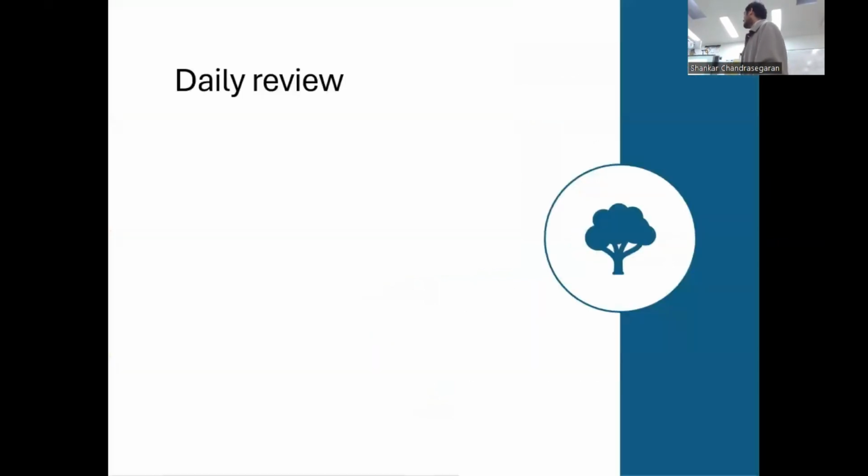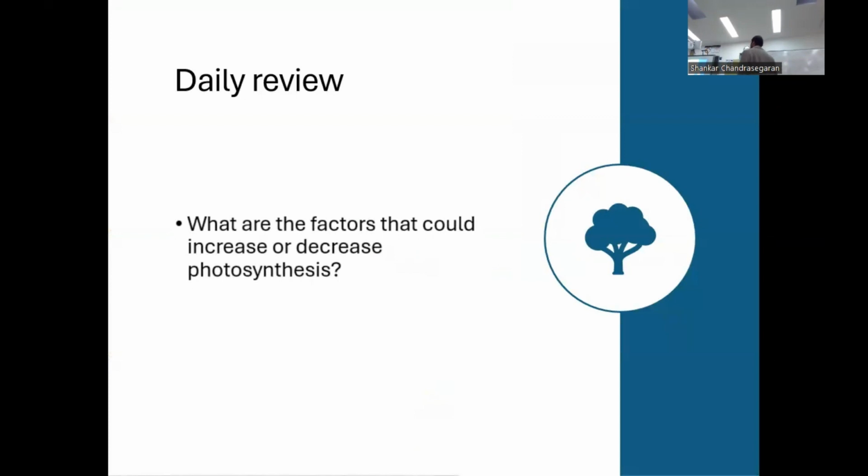All right, moving on. So, what are the factors that could increase or decrease photosynthesis? So, this is basically the topic of the previous lesson. Can I get Yasmin? Give me one. Light intensity. So, that one could be light availability, presence of light, anything when it comes to do with light. That's one of the factors.